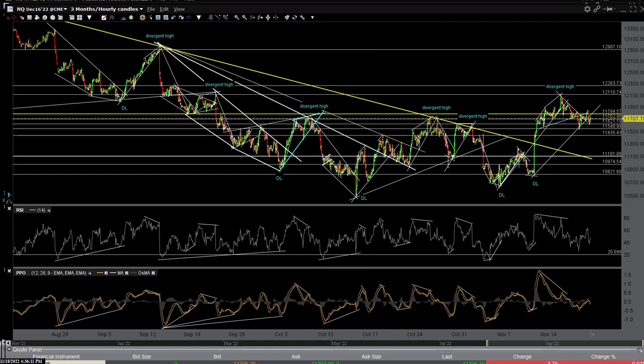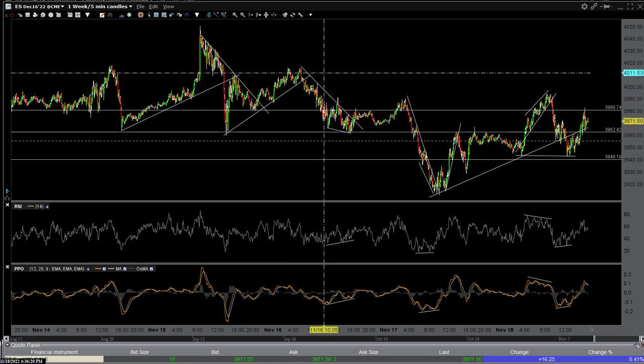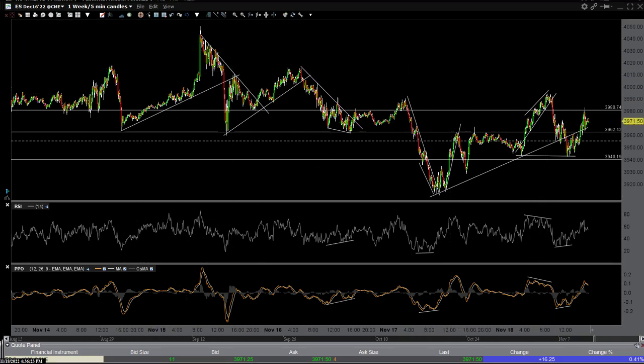ES, let me show you ES and SPY, and we'll wrap this up. And I want to show the small caps as well. One second. Here we go. ES. That's a 5-minute chart. Here you can see the same thing.